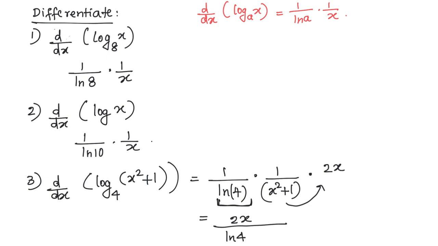Oh, let me write x square plus 1 in the beginning, or use proper parentheses. So x square plus 1 times ln of 4.